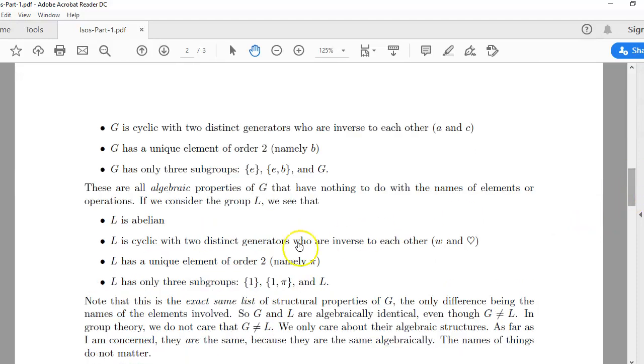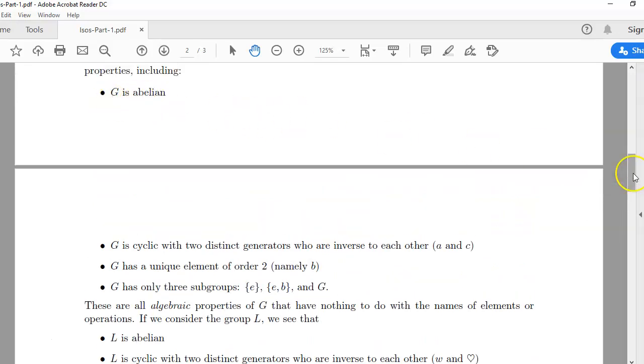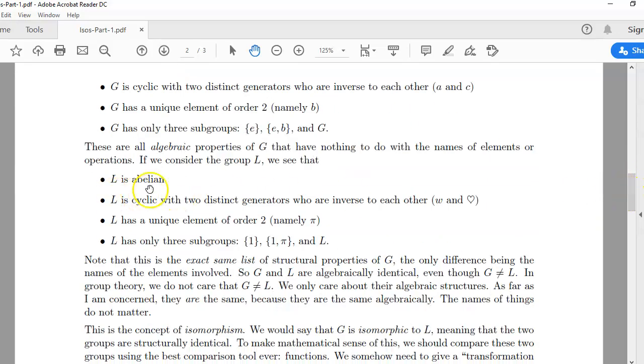Well, if you look at the properties of L, L has the exact same list of properties. G was abelian. Guess what? L is abelian. L is cyclic and it has 2 distinct generators, W and heart. That should sound familiar. And the two elements that generate, W and heart, are inverse to each other. That should sound familiar. L has a unique element of order 2, namely pi.